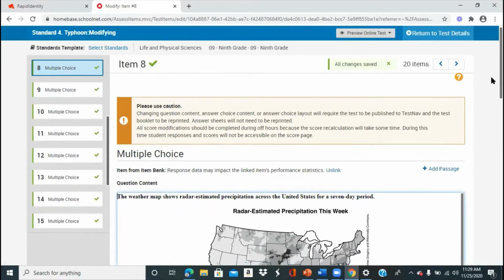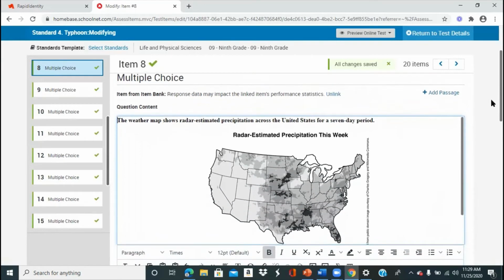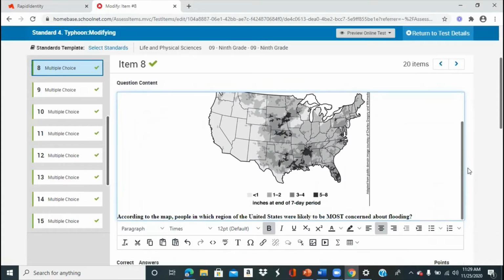In item number 8, the weather map shows radar estimated precipitation across the US for a 7-day period. So this is the radar estimated precipitation this week. Now you are asked to observe the map and then, according to the map, people in which region of the United States were likely to be most concerned about flooding. So what does it mean?